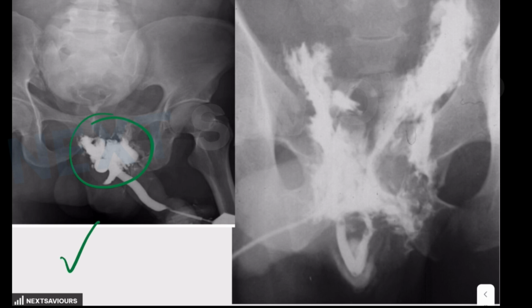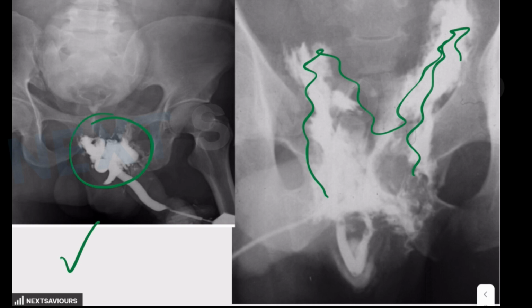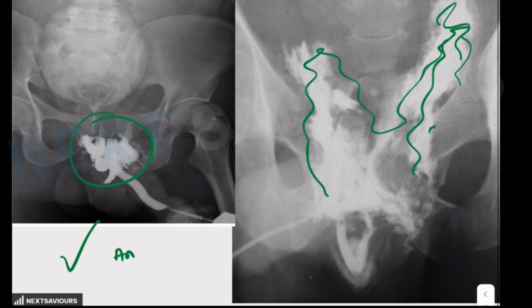While in case of posterior injuries, there will be contrast seen spreading into the pelvic extraperitoneal space, that means in the retropubic area. So this is how you can identify the involvement of the anterior or the posterior urethral injury on the basis of retrograde urethrogram. And if at all the examiner asks about the posterior urethral injury, then he has to use this retrograde urethrogram image in the question. So let's summarize it quickly.